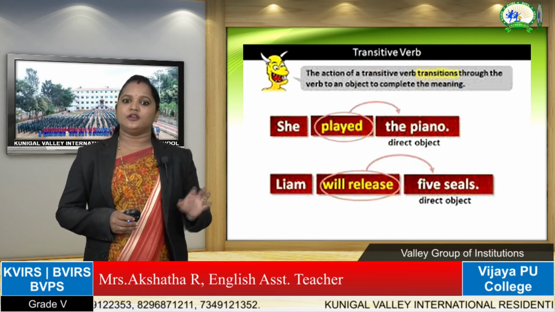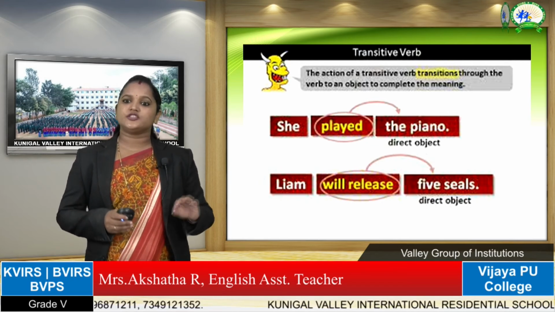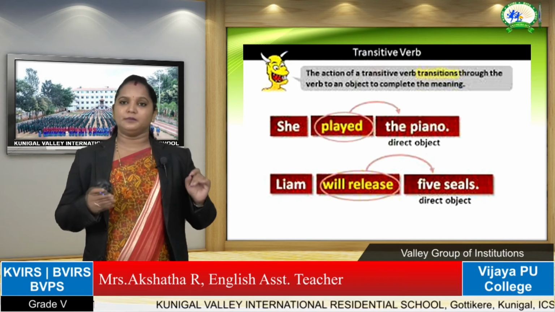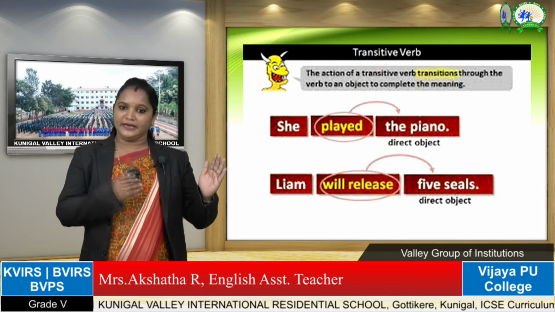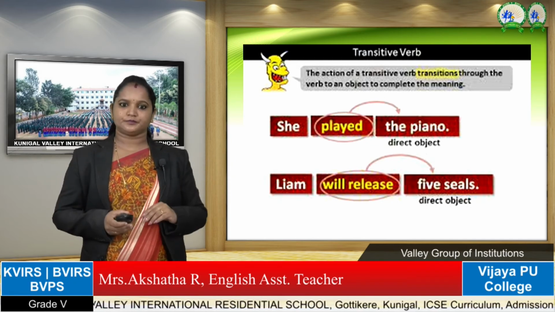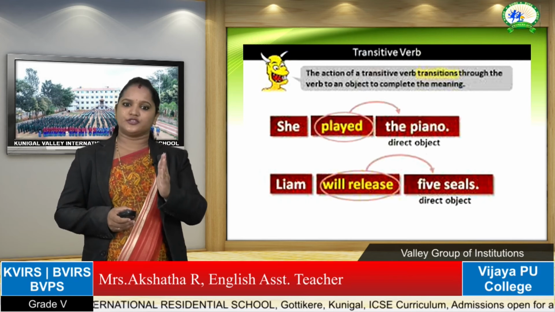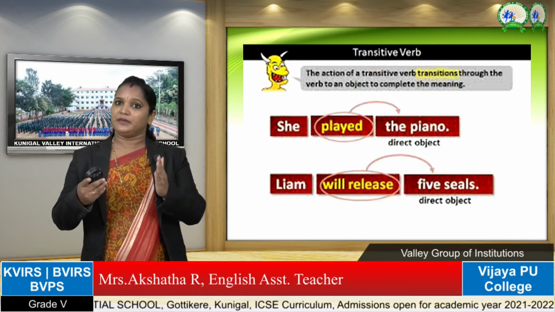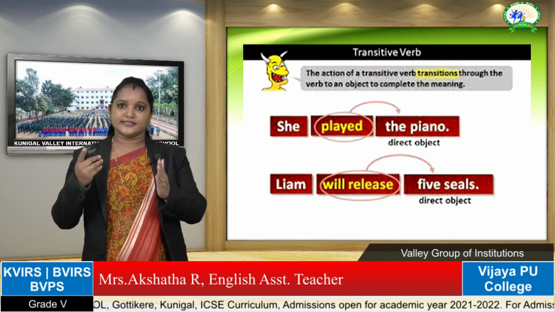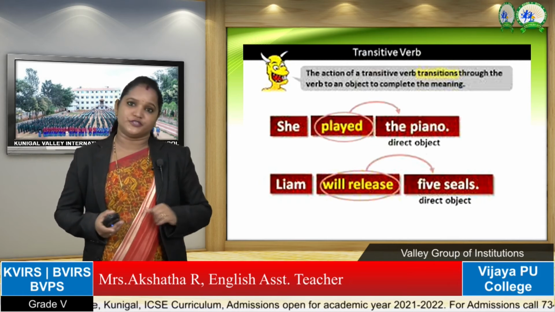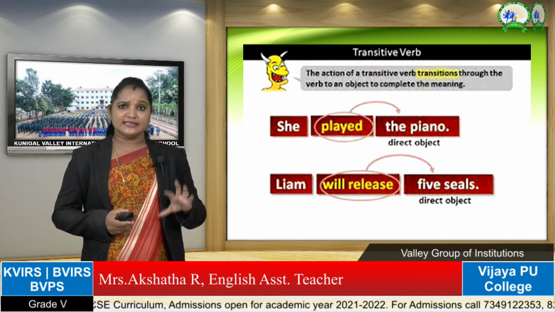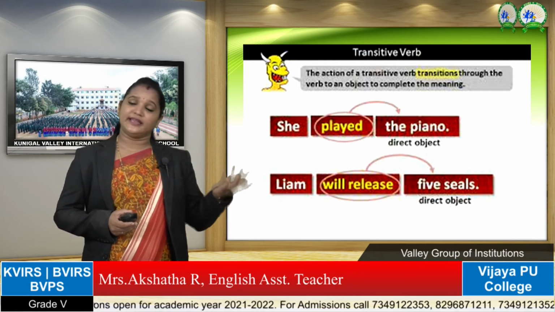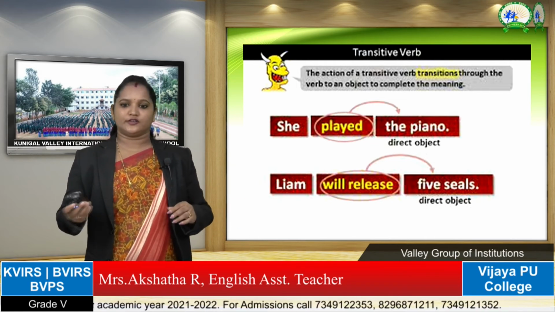See here, the action of a transitive verb transitions through the verb to an object to complete the meaning. For example, she played the piano. Here played is an action. Who receives the action? What does she play? It is the piano. That is the object. It is called direct object. In the transitive verbs, there should be an object. It may be direct object. It may be indirect object.